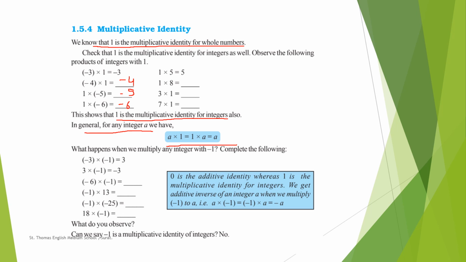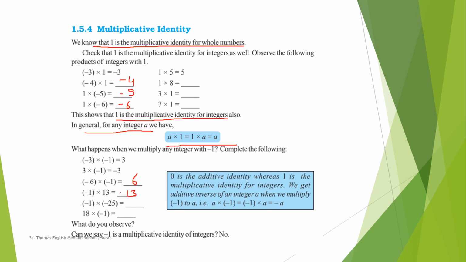Now, what happens when we multiply any integer with minus 1? Let's check. Minus 3 multiplied by minus 1. What is the answer? Both negative integers, when we multiply, you will get positive integer. So, answer is 3. Not minus 3, answer is 3. 3 multiplied by minus 1, answer is minus 3. Minus 6 multiplied by minus 1, answer is 6. And minus 1 multiplied by 13 is minus 13.